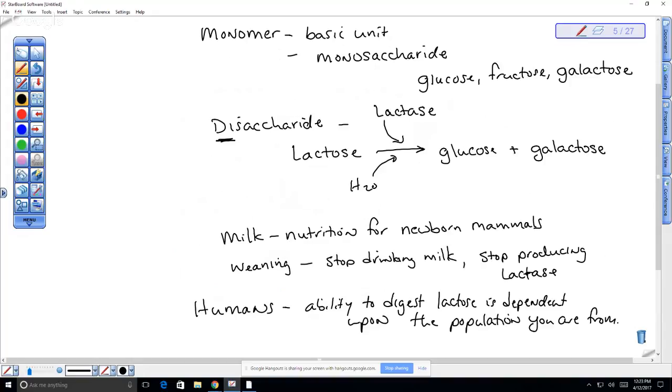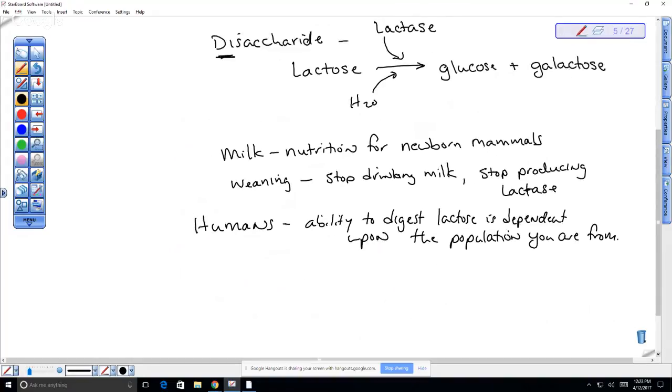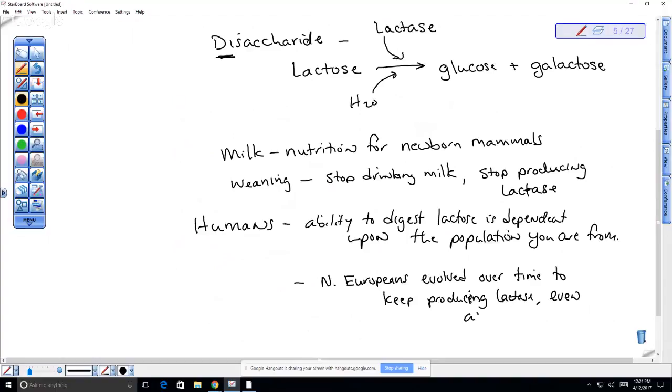Okay, so specifically, in relationship to the United States, it's the Northern Europeans. And they evolved over time to keep producing lactase. Even as adults. Okay. This ability to produce lactase as an adult has a name, and it's called lactase persistence.